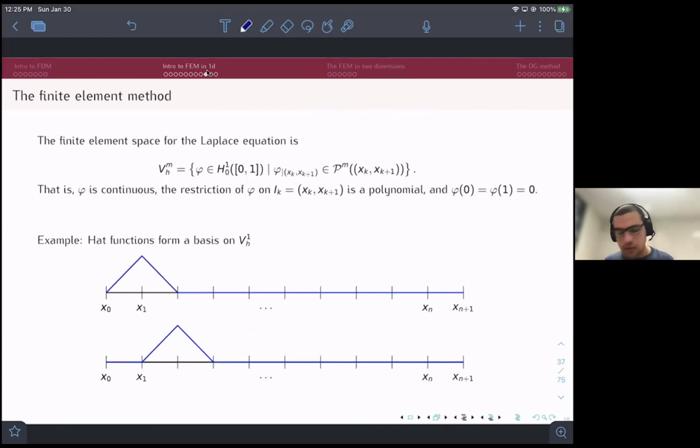Similarly, we just need a basis. If we have a basis, we can construct the matrix and we're done. An example of a basis on V_1^h, so 1 is the degree, it means it's piecewise linear, would be the hat functions, okay? Those form a basis. Now, if you look at something like m equals 2, you might have something different. So for example, you can have a hat function that looks like this, where the top is actually in the middle of the interval, okay? So you could do something like that as well. Or maybe you can have something that looks like this, and so on and so forth.